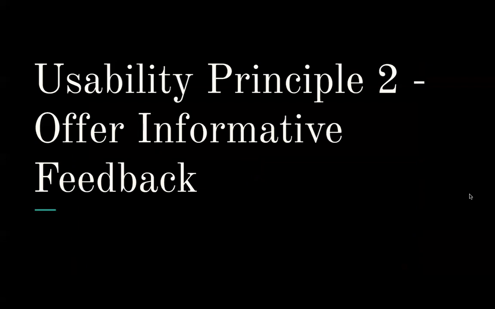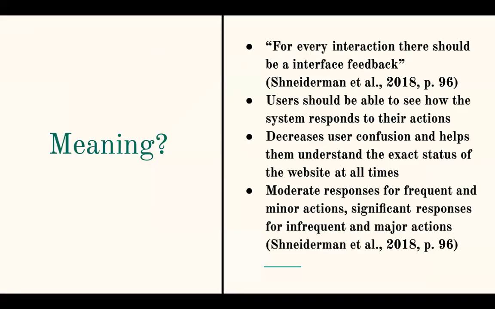Usability Principle 2. Offer informative feedback. What is the meaning of this usability principle? According to Shneiderman et al., for every interaction, there should be interface feedback. This means that users should be able to see how the system responds to their actions. This decreases user confusion by helping them understand the exact status of the website at all times. Responses can be moderate for frequent and minor actions, while infrequent and major actions should have more significant visual responses. The Barnes & Noble website offers users great informative feedback.